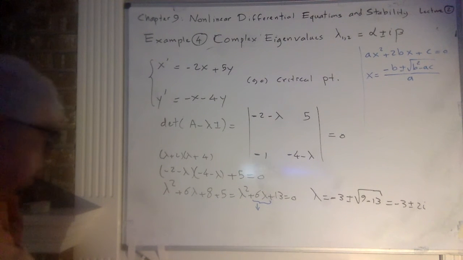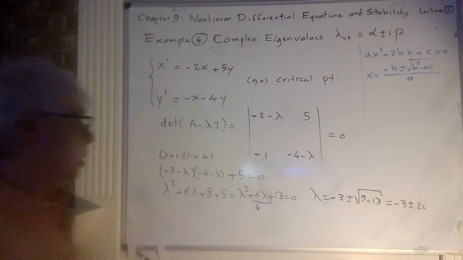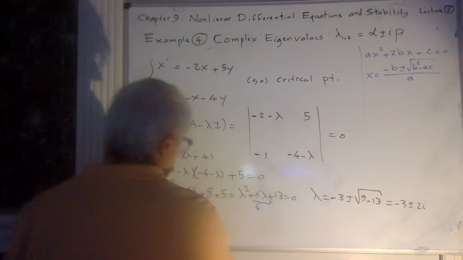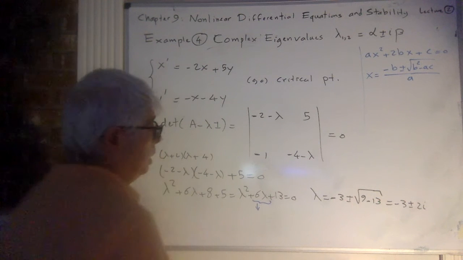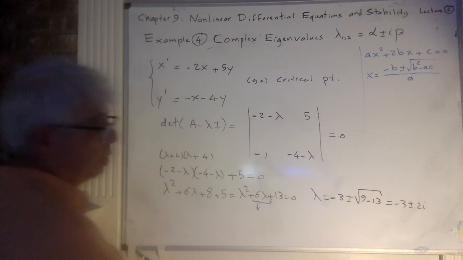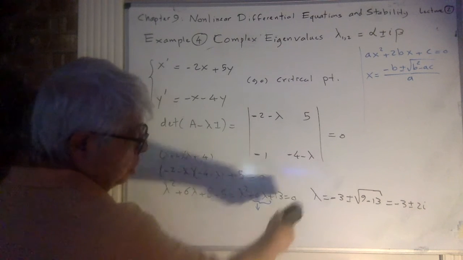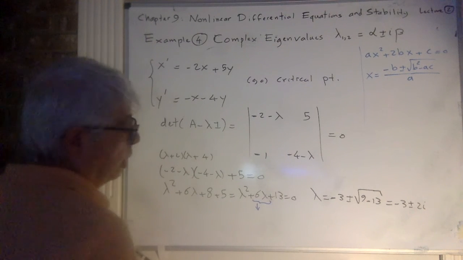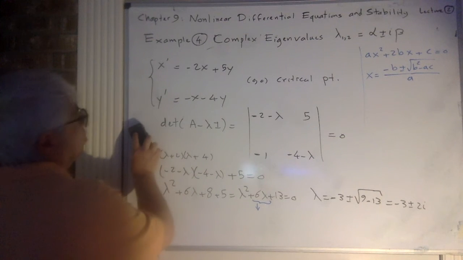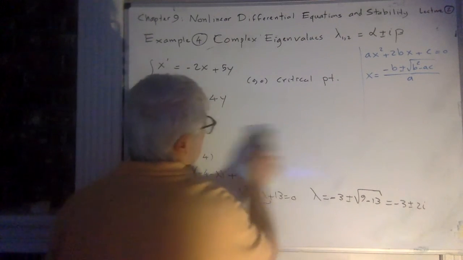Anyway, so that is lambda. So lambda 1 and 2, both of them. And remember, we just need one eigenvector, because the eigenvectors are also conjugates. You see, these two are conjugates, and the eigenvectors are also conjugates. So let's find eigenvectors. So that was eigenvalues.